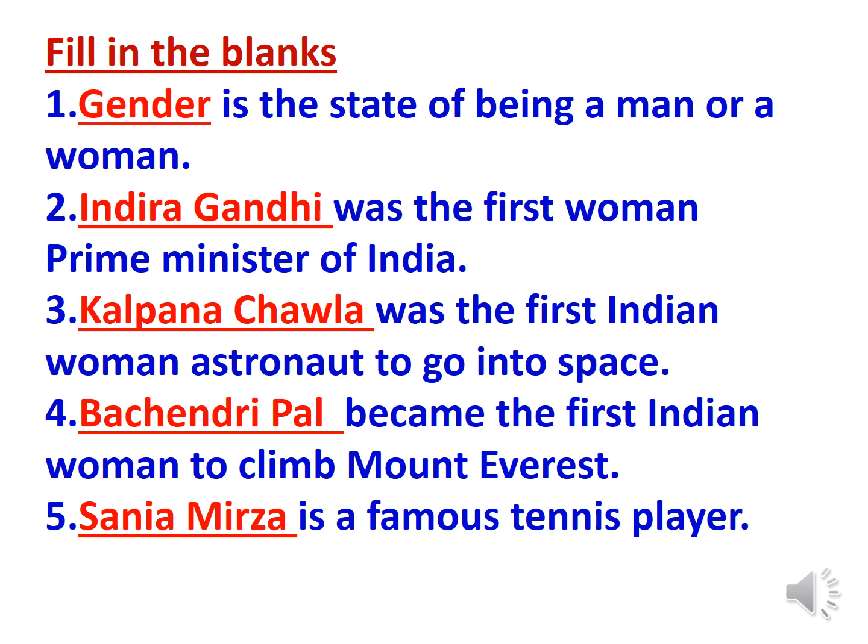Can you read, children? So all of you read the first one. And then second one, Prime Minister of India. Then third one, astronauts. Fourth one, Bachendri Pal, Mount Everest. Then Sania Mirza, famous tennis player. Very good.